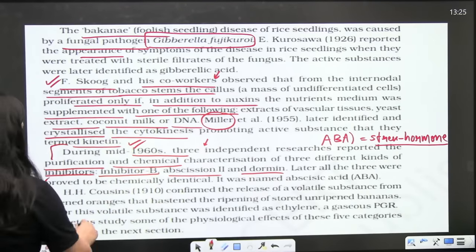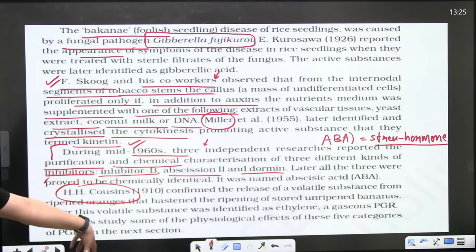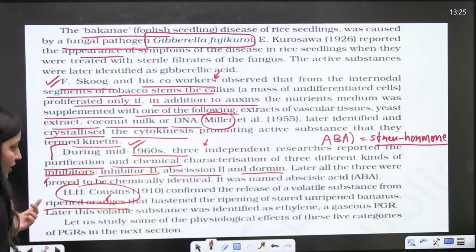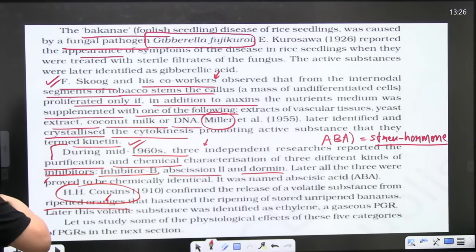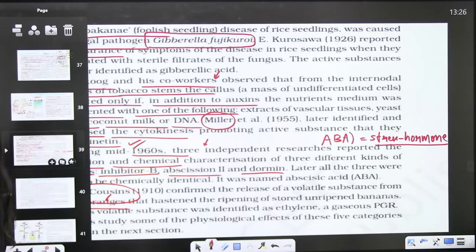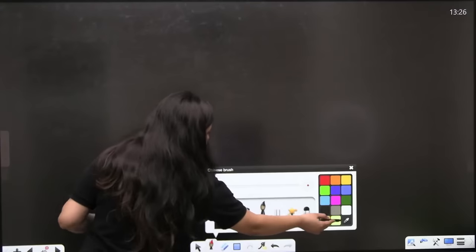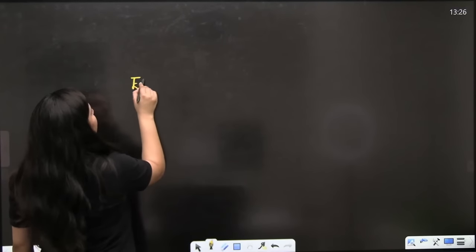And ethylene, it is for the cousins, H.H. Cousins. They confirmed that a volatile substance is released from the ripened oranges, and that is speeding up the ripening of the unripened bananas. That's all. Is that clear? And when you talk about ethylene, one point that you need to remember is the triple response.